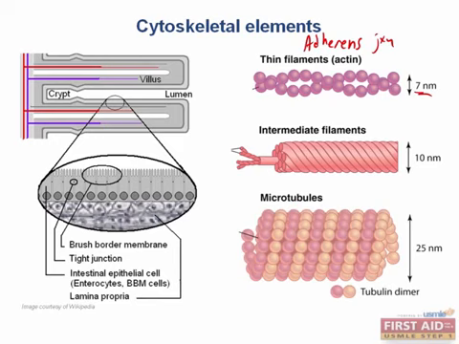And microtubules are the largest part of the cytoskeleton, with a diameter of about 25 nanometers, and they're generally involved in movement of things within the cell, or of the cells themselves. We see them in cilia and flagella, and also in the mitotic spindle and centrioles.